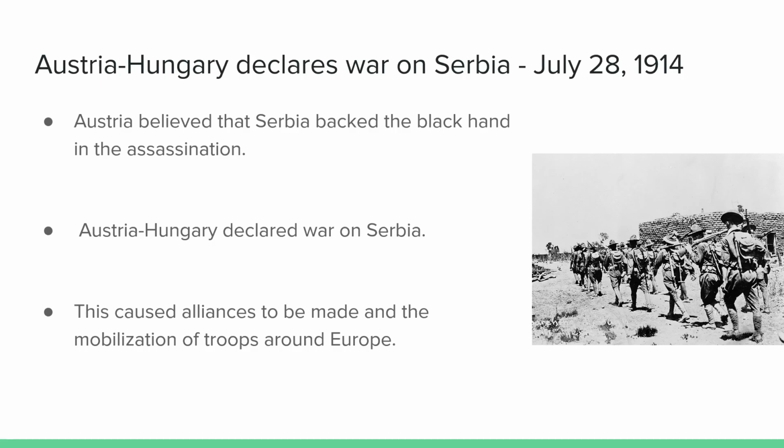Austria-Hungary declares war on Serbia, July 28, 1914. After the assassination, Austria-Hungary believed that Serbia had helped the Black Hand. They declared war, which led to rapid militarization in Europe and countries forming alliances with each other in preparation for the war. Armies were now mobilized across Europe.